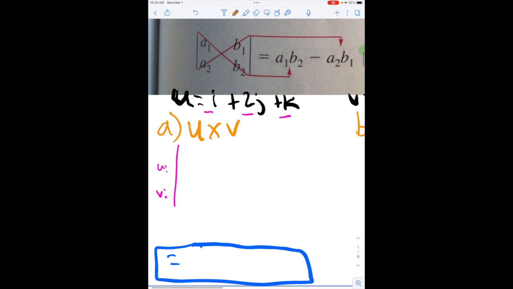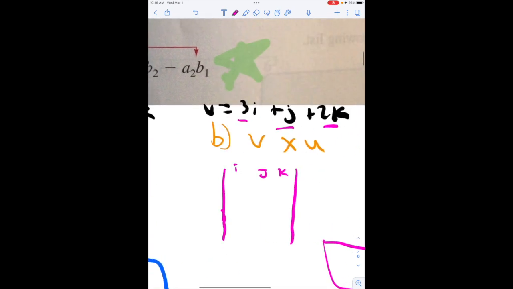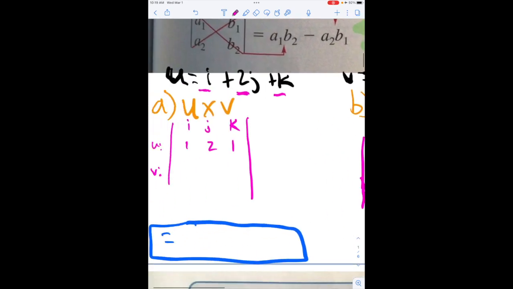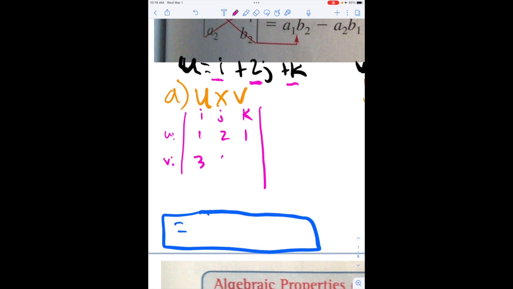I'm going to set up my column information. I'm going to have a column of I, a column of J, and a column of K. My coefficients are 1, 2, and 1 for U, so I'm going to put my U row right here: 1, 2, 1. And then my coefficients for V are 3, 1, and 2. So for V, I'm going to say 3, 1, 2.